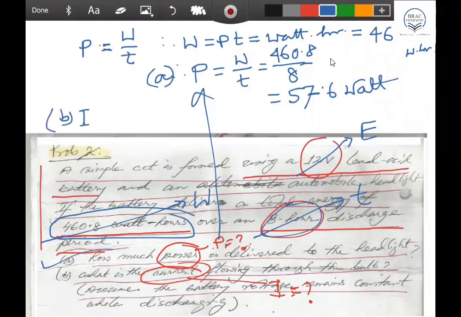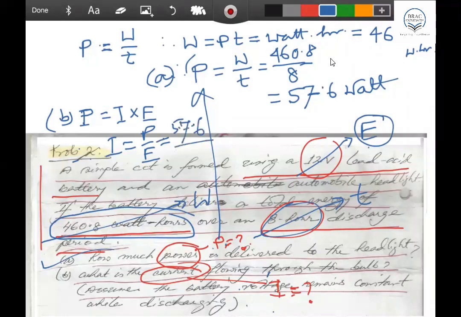Now look at the relationship between current. E is given, I you need to find, and you have found P. So what is the relationship between P, I and E? P equals I into E. This relationship can give you the value of I. So I will be P divided by E, in amperes.